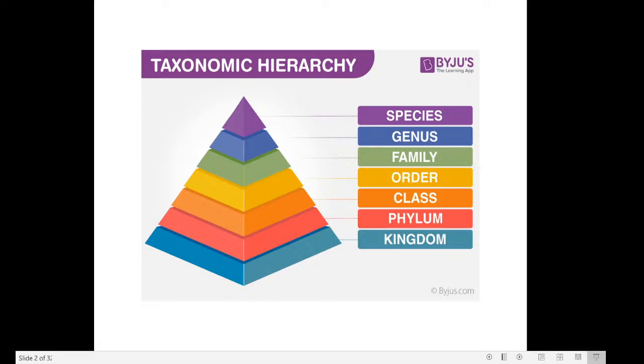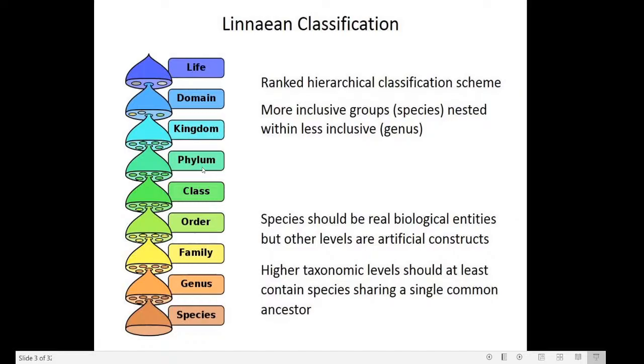Here you can see nearly 9 steps. What did they include? The domain. Life is not the important one; this domain is very important. Based on the domain, we decide whether it is living or non-living, unicellular, and that kind of thing. Domains come under the linear classification, which is one kind of classification method.